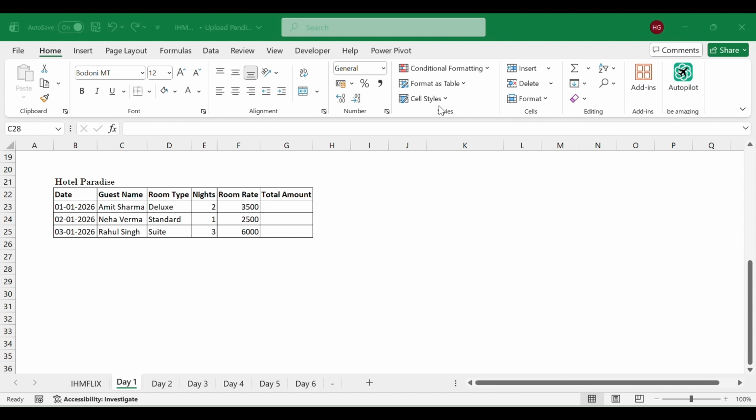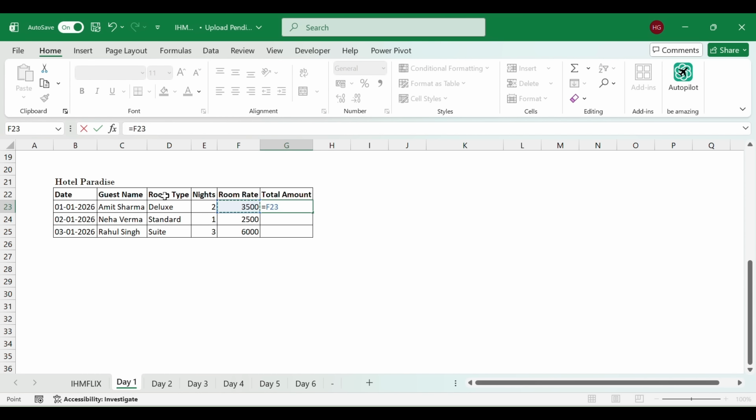Now we will end this video with a simple Excel example. Suppose there's a hotel Paradise and we need to calculate the total amount that it has earned in 3 days. We have the name of the guest, the date on which they have checked in, the type of room that they have booked, the number of nights that they have stayed, and per room rent. We have to calculate the total amount. I believe we all know the simple calculation, that is we multiply the room rate with the per night stay.